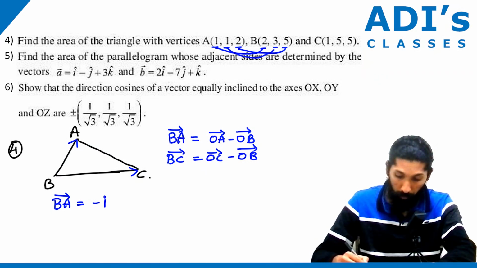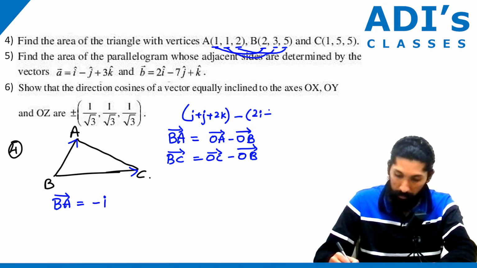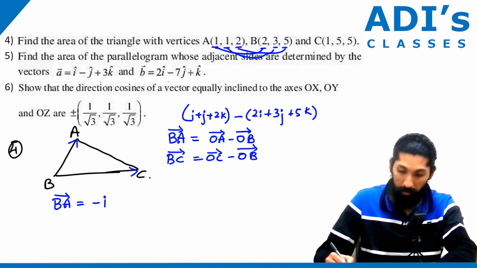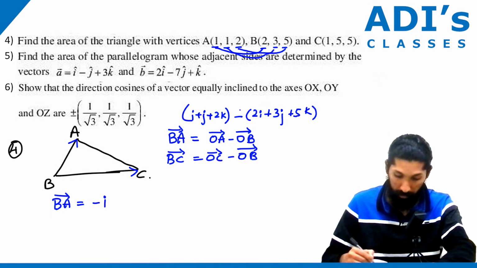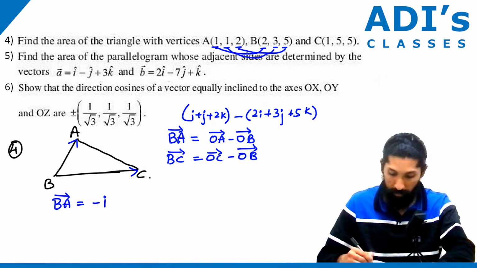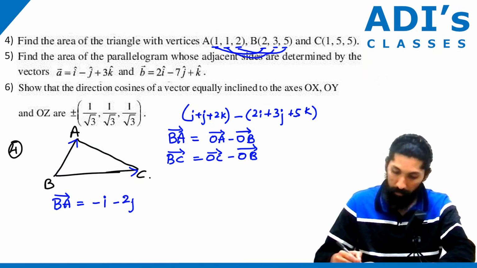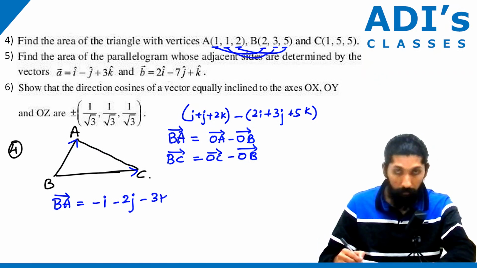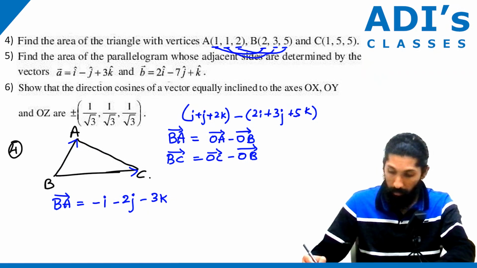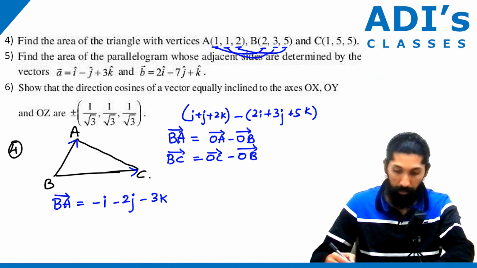Basically, OA is what? I plus J plus 2K minus of 2I plus 3J plus 5K. Remember, this is how we are going to get the value. Okay, I minus 2I is minus I. J minus this is minus 2J. Next 2K minus this one is minus 3K. This is one. The second one is going to be C minus this one, isn't it?